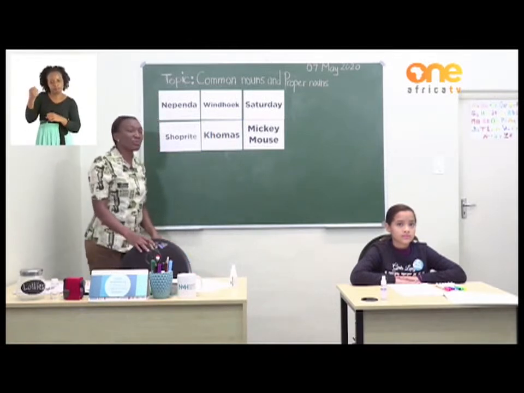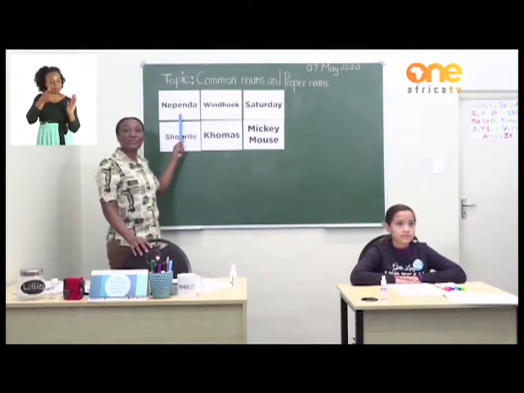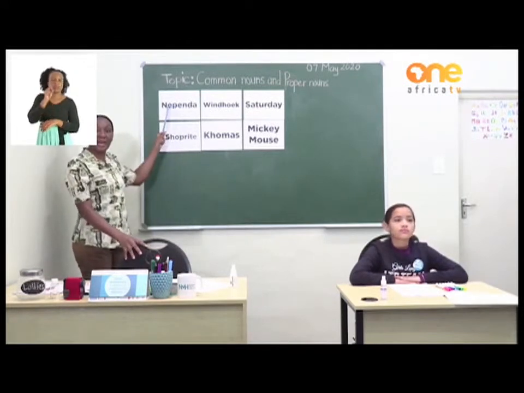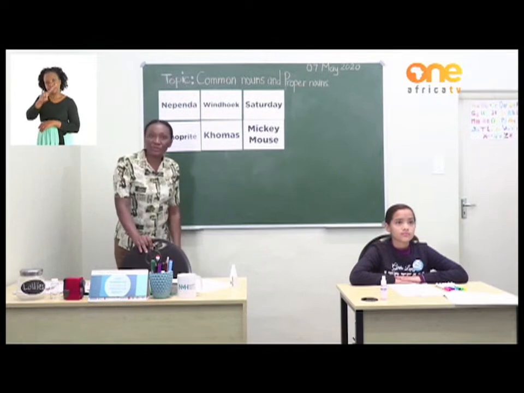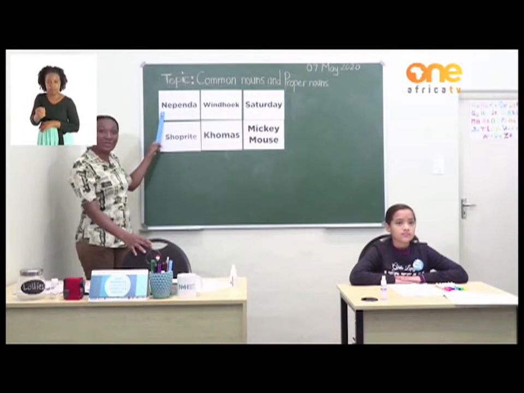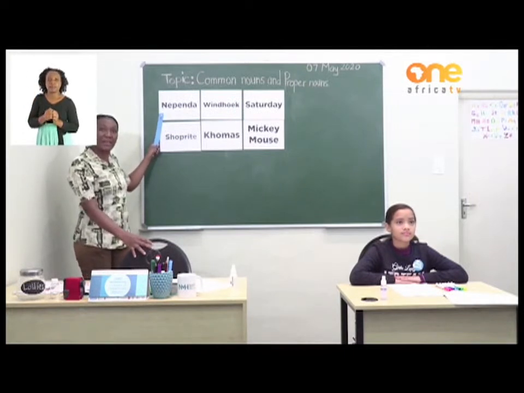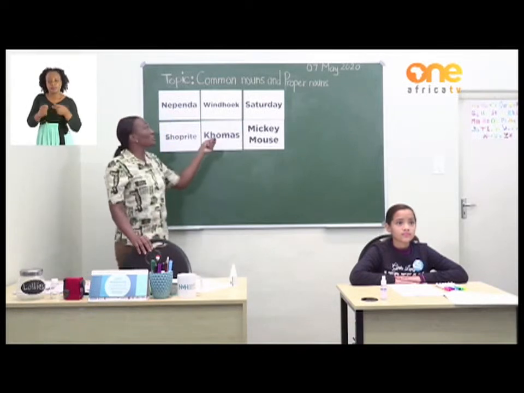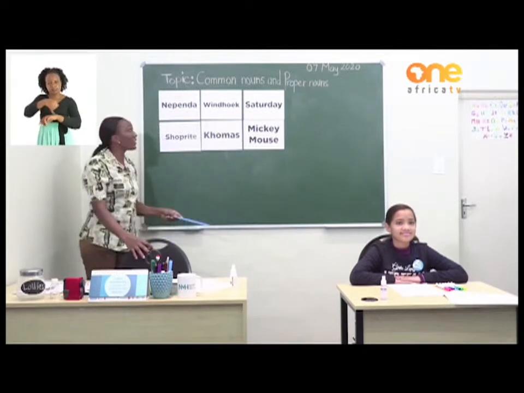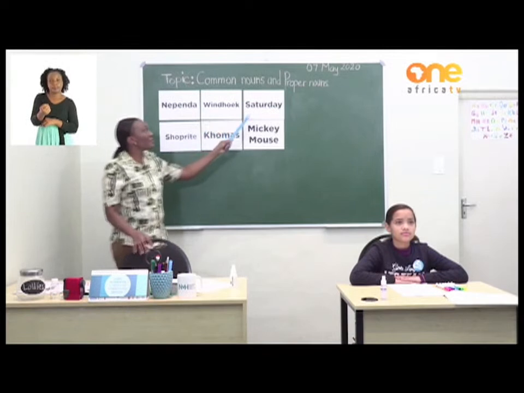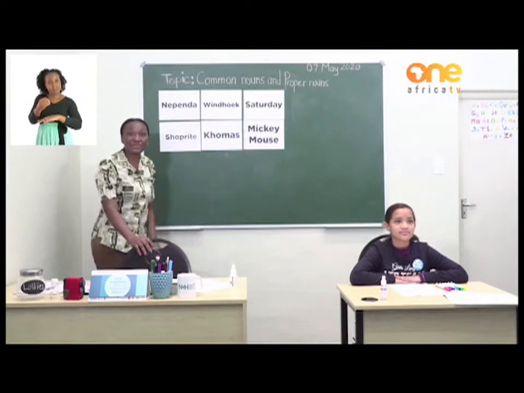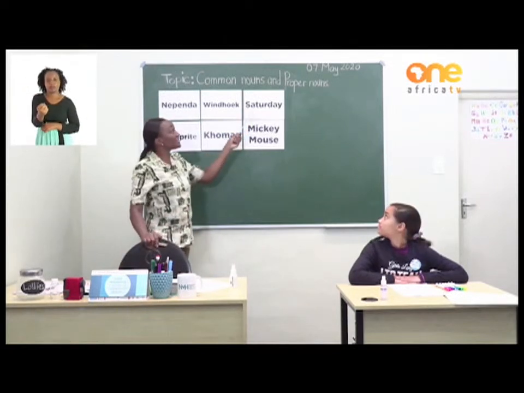Now, on the chalkboard, you can see that I have written few examples of the proper nouns. I have Nependa, and Nependa is a name of a person. And you can see that Nependa is written with a capital letter. Can you see that? Yes, I hope you can see that. Alright, we also have Windhoek. Windhoek is also a name of a place, and it's written with a capital letter. We have Saturday. Chanel, can you see that? Can you see that Saturday is written with a capital letter? Yes, she can see that.